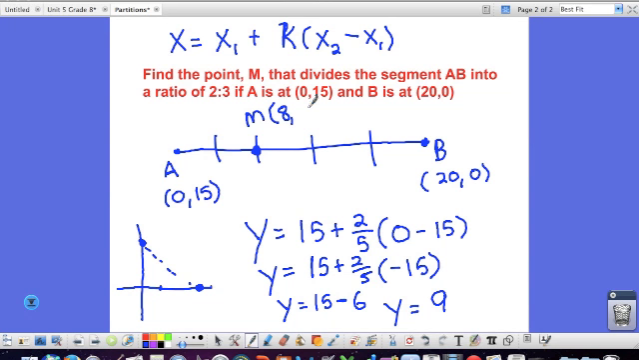So our point M that divides this segment AB into a ratio of 2 to 3 is 8, 9. Let's say it would be right there. If we divided this total length into 5 segments, this would be 2 of those segments away from A, 3 of them away from B.